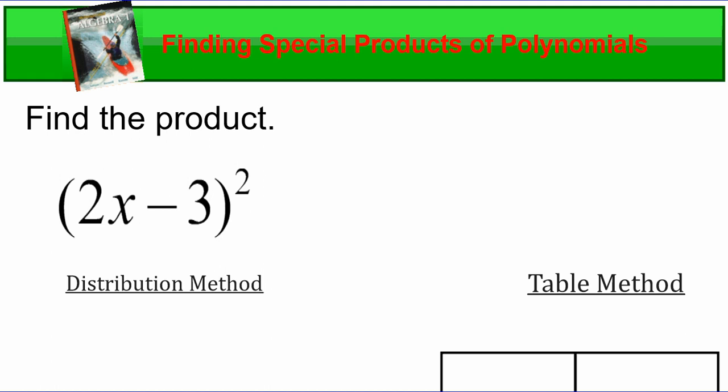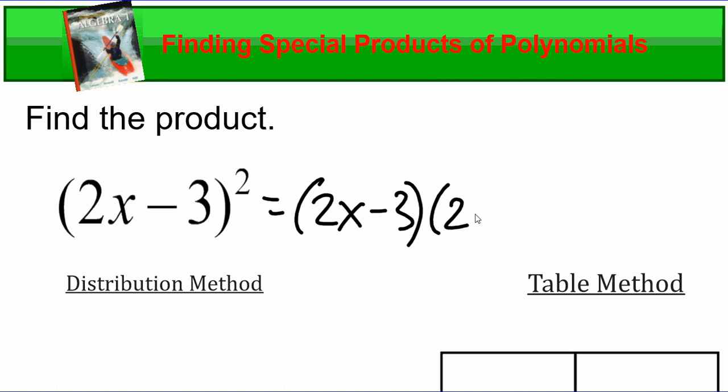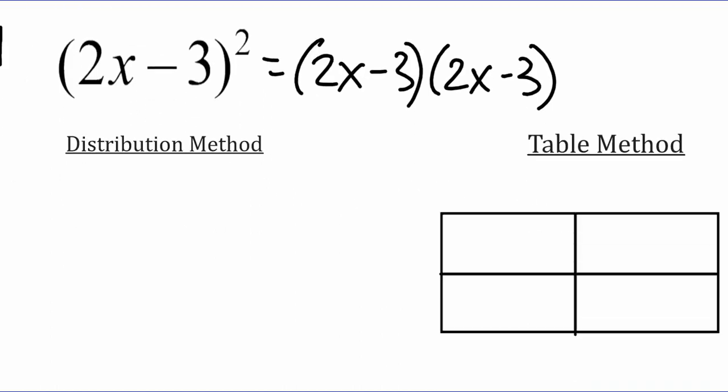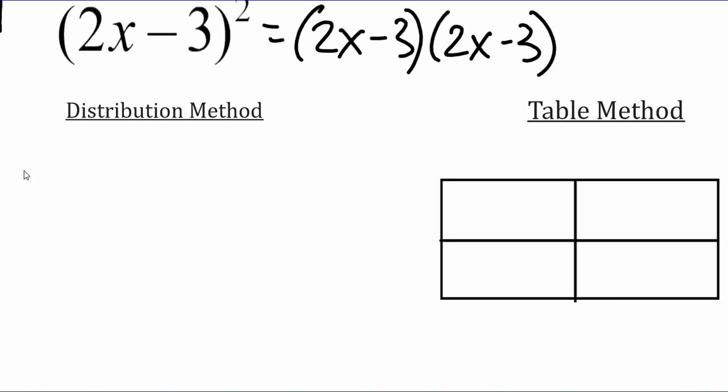Let's try it even if I have a 2x out front. So 2x minus 3 squared is 2x minus 3 times 2x minus 3. You cannot try to take a shortcut and write this as 4x squared minus 9. It is not true. 2x times 2x. So I can use double distribution.